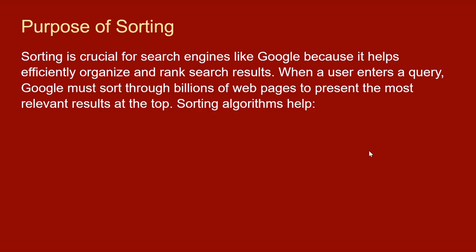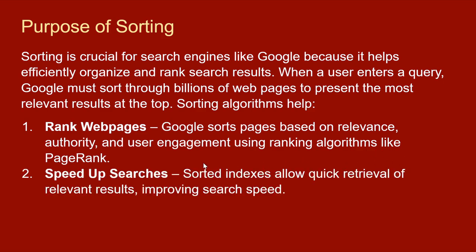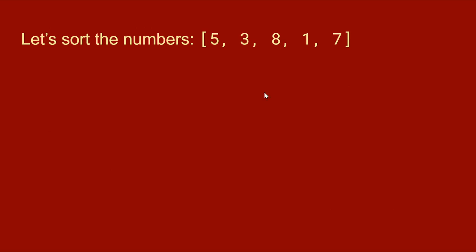Sorting plays a very crucial role in Google search because when any user enters any query on Google, there are billions of pages available, but Google gives you the most relevant result at the top, and that's where sorting algorithms help. Basically Google sorts all the billions of web pages to show the most relevant result first, and then these sorted pages also allow us to give the result as quickly as possible, and it also helps in organizing the data. Now let's take a look at the algorithm of the sorting.